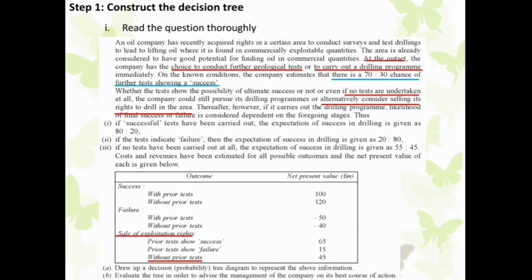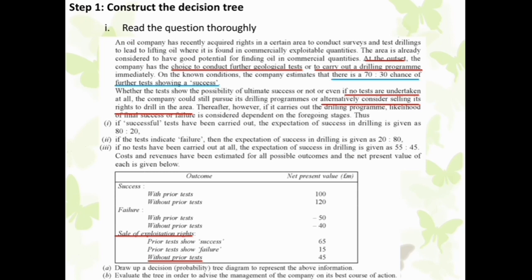Okay, fine. So the next part of the question is whether it is a chance node or a decision node. So ask yourself, at this point, is the decision maker in control of the situation? You are going for testing. Now, is it in our control that the test is going to be successful or a failure? It's not in our control, isn't it? So that is obviously going to be a chance node.